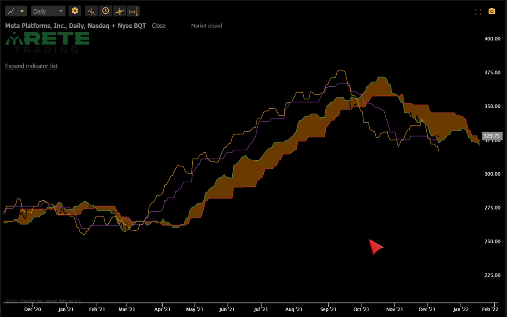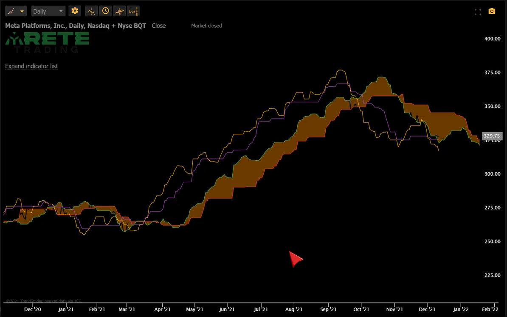So now what you have is the conversion and baseline, and you can see how they completely form the cloud. And they show what the cloud's going to look like in the future. So that determines what the cloud looks like in the future, and you can see exactly how this is actually a leading indicator.